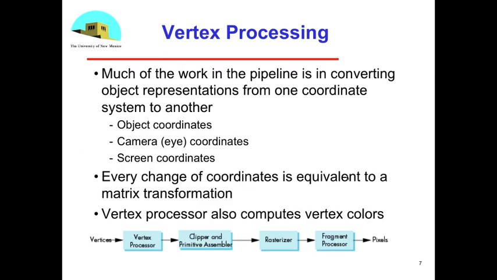Okay, so let's start with the vertex processor and look at what jobs it has to do. Its main job is to process vertex location information. It may also process other information that comes along with that vertex, like colors, but its main job always is to process those locations. Now, its primary job is to put everything in a coordinate system that the next stage understands.